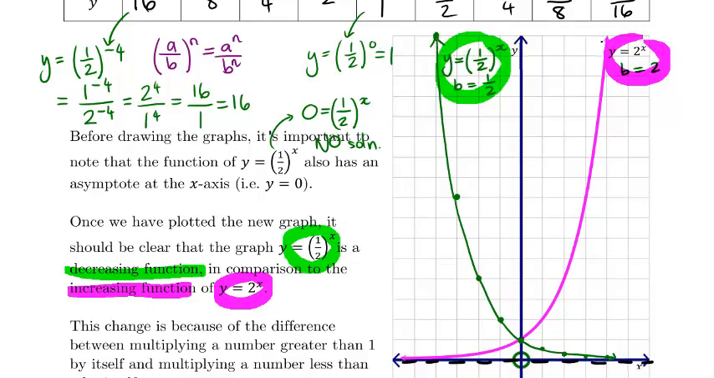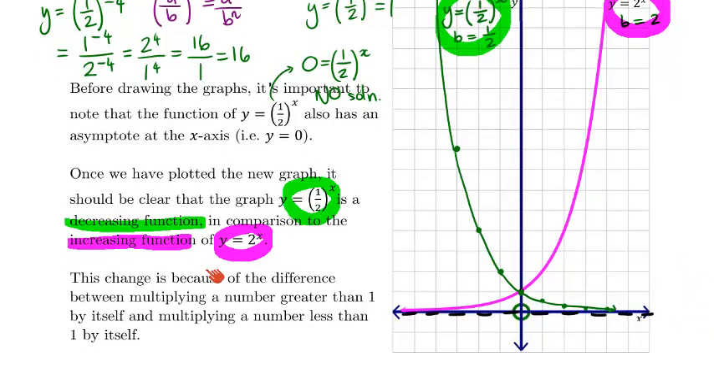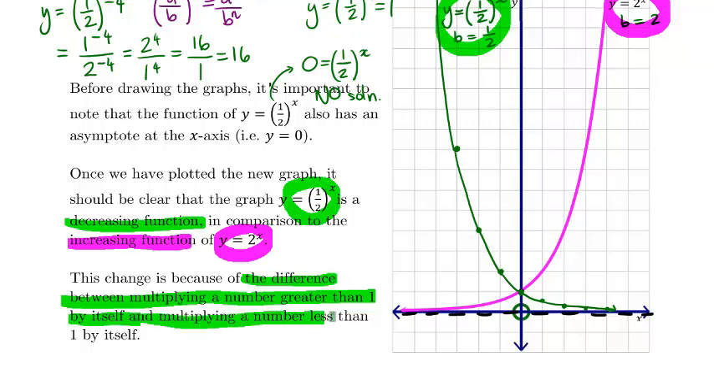That's because their a values are positive. But here, with 2 to the x, it's an increasing function, gradual to very steep. But with a half to the x, it's decreasing, very steep to very gradual. Now, why does this happen, guys? This change is because of the difference between multiplying a number greater than 1 by itself and multiplying a number less than 1 by itself. There's a big difference when we do those things.